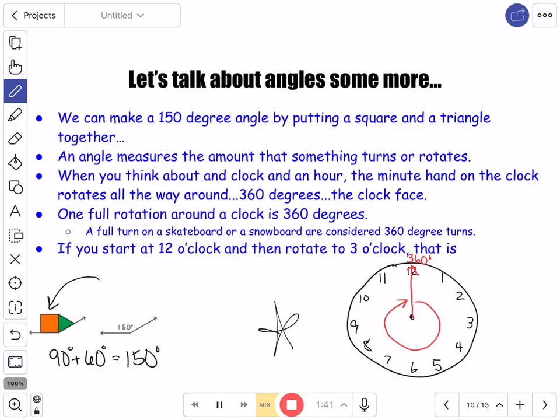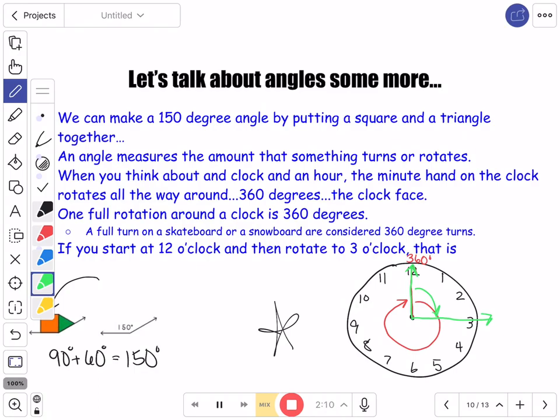So a full turn on a skateboard or even a snowboard, if you skateboard or snowboard, would also be 360 degrees. So when you fully turn completely all the way around, if you're facing north, let's say, and then you turn all the way around until you're facing north again, that's 360 degrees that you turned your body around, okay? So again, if you start at 12 o'clock and you rotate to 3 o'clock, so I'm going to get a different color here.